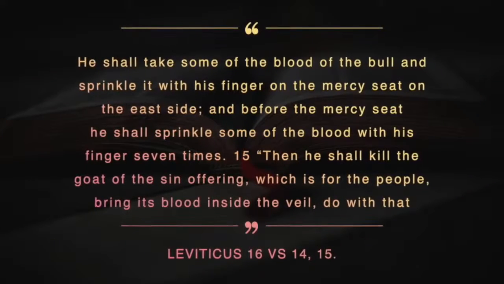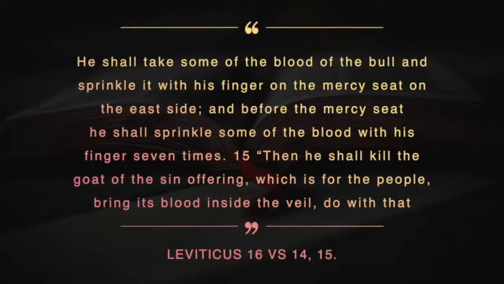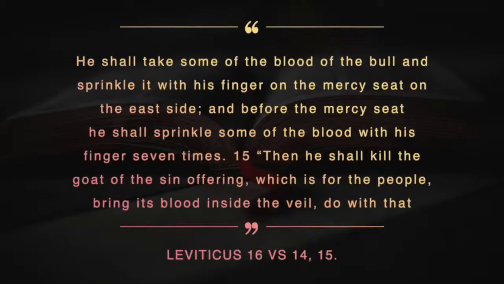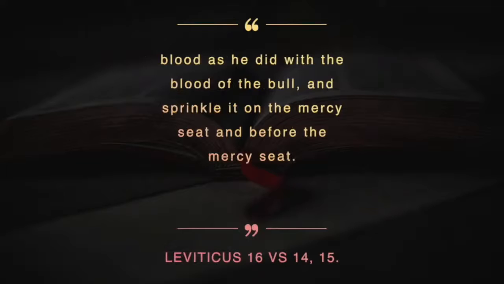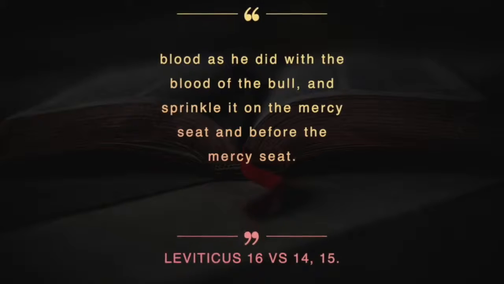And he shall take some of the blood of the bull and sprinkle it with his finger on the mercy seat, on the east side, and on the mercy seat before him. And he shall sprinkle some of the blood with his finger 7 times. Then he shall kill the goat for the offering and bring it for the people. Bring its blood inside the veil, to do with the blood as he did with the blood of the bull, and he shall sprinkle it on the mercy seat before the Lord.